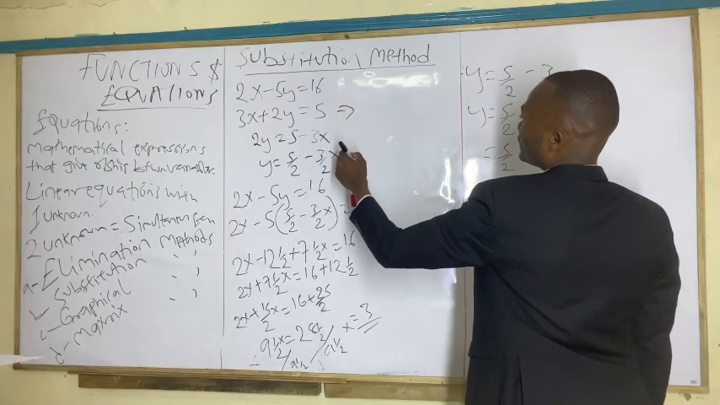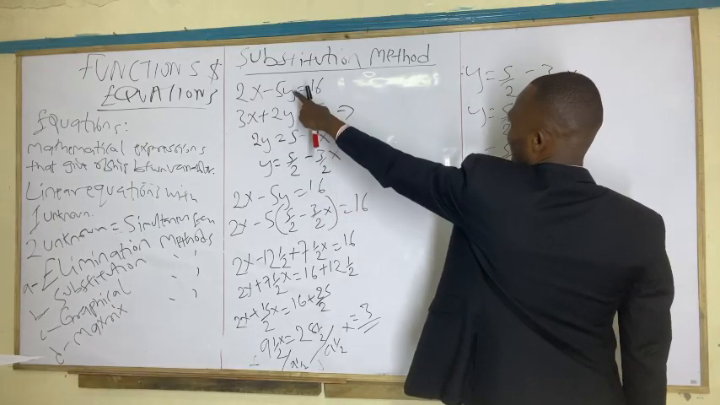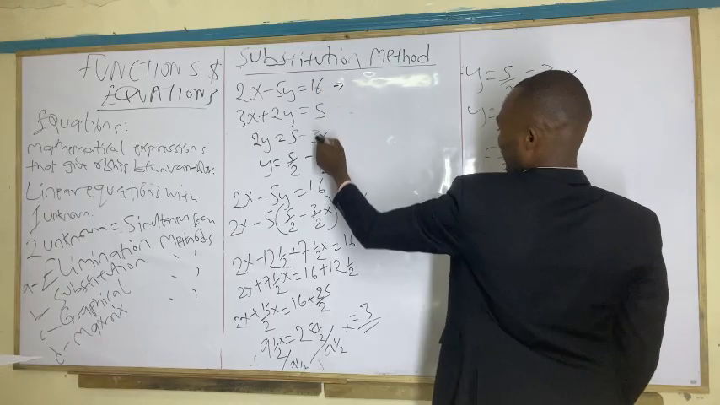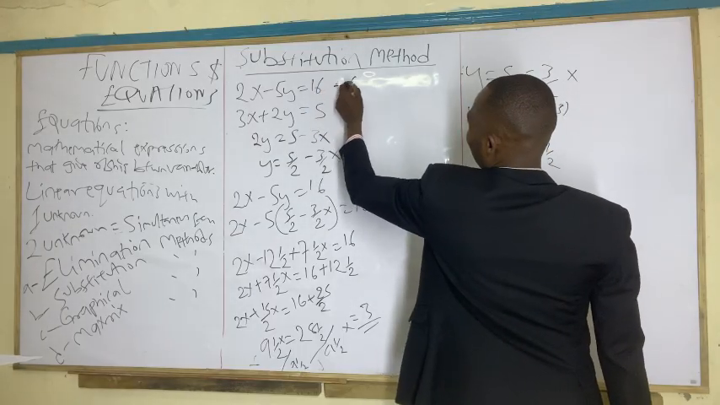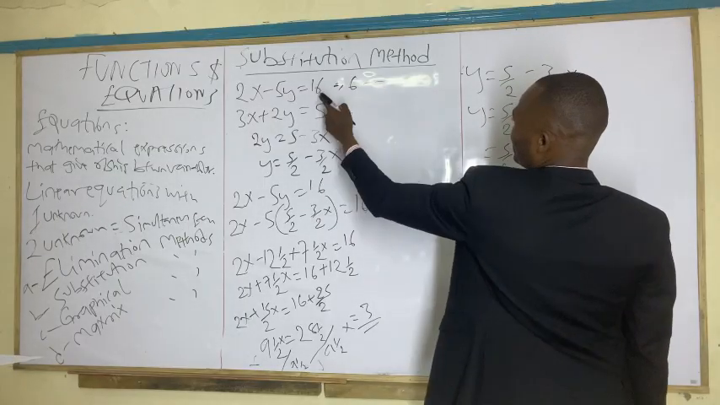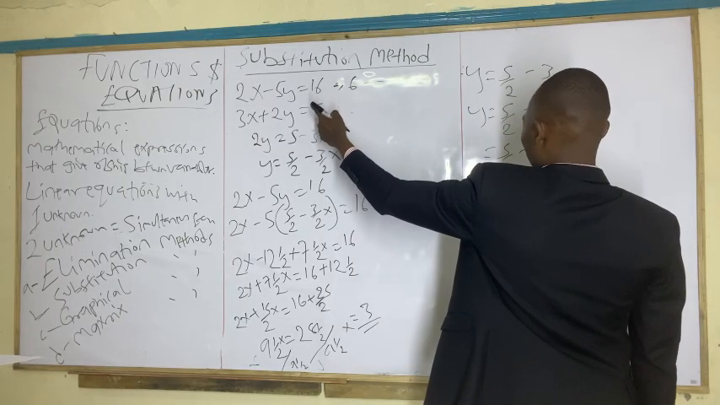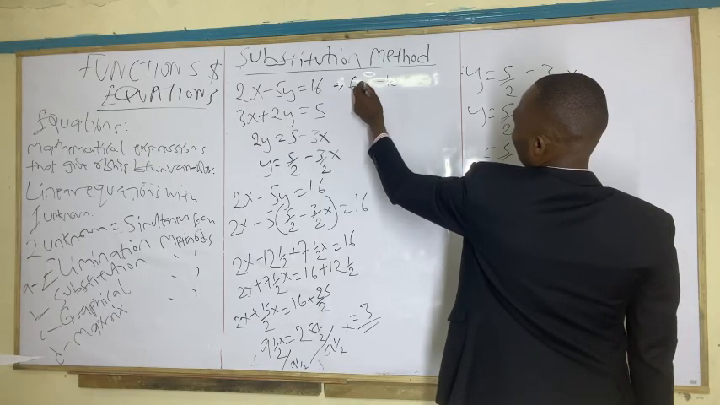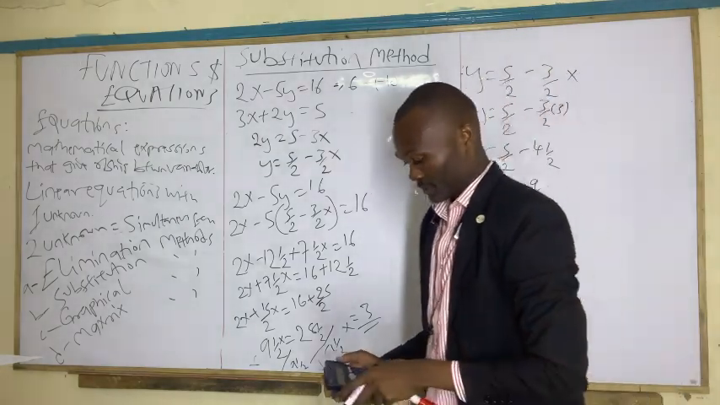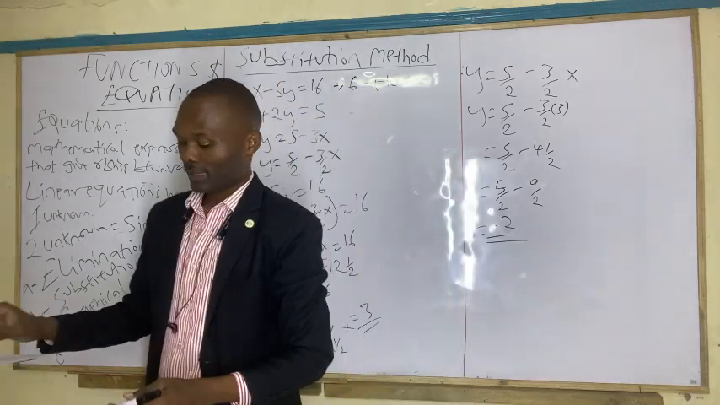Let's do this one. We say x is a 3. 3 times 2 is a 6, minus 2 times 5. 2 times 5 is what? Is a 10. So it's a positive 16. Tuko sawa, ladies and gentlemen? I hope you're good. Umeelewa?